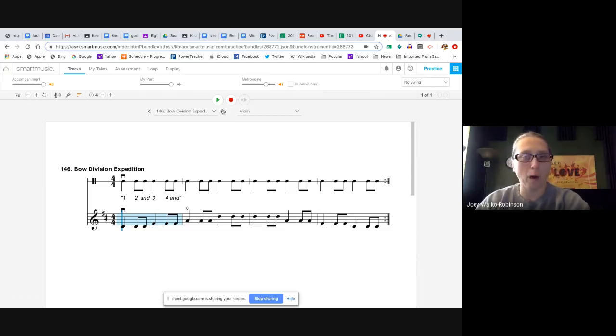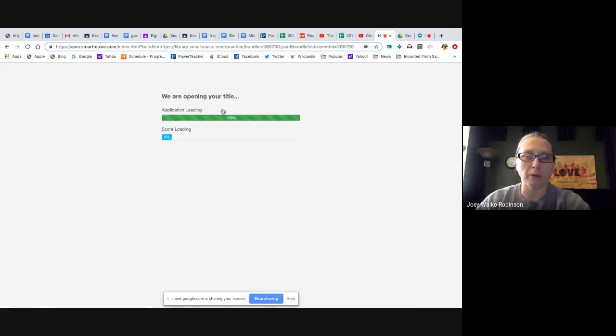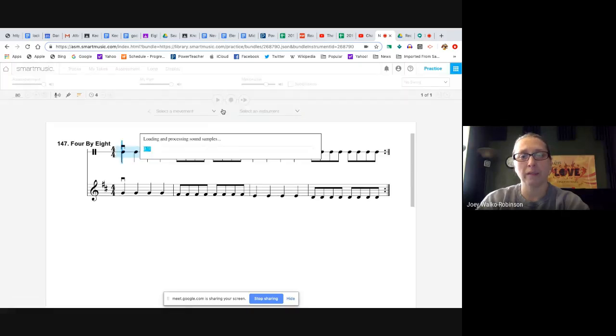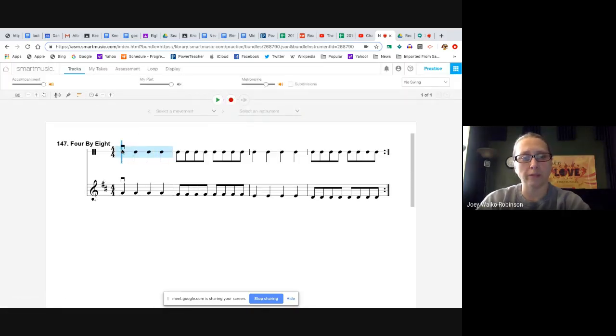I've got one more left today, number 147. We're going to clap through that rhythm line first. If you notice when you see it, it's a two-measure pattern. You have quarter notes in the first measure, and then eighth notes in the second measure, and then it just repeats. So get ready. Here we go.